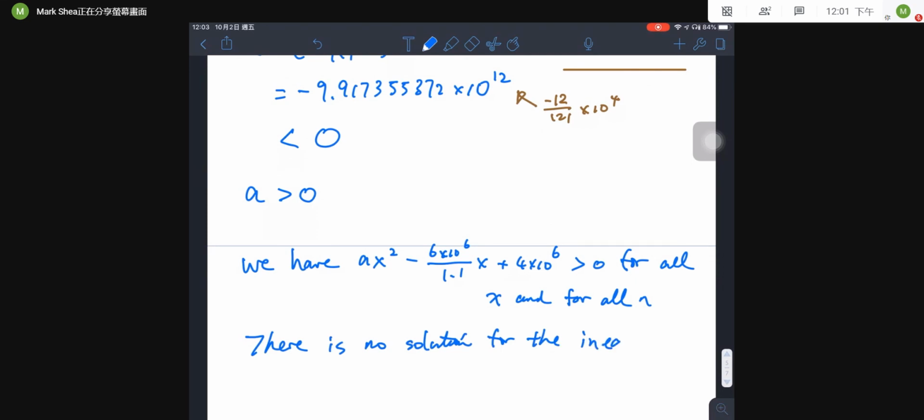So the claim is incorrect. So that is incorrect. So this is how we calculate part C. That's all.